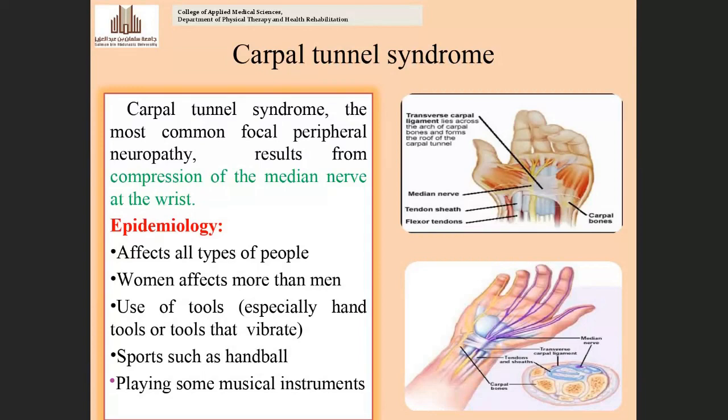Then when you come to the wrist joint, the problem you can commonly see is carpal tunnel syndrome. Carpal tunnel syndrome is the most common focal peripheral neuropathy, which results from the compression of the median nerve at the wrist. You can see the normal anatomy at the wrist region. There is a flexor retinaculum and the carpal bones, which make a tunnel. If there are any changes in the normal structure of this region, it will produce compression of the median nerve.